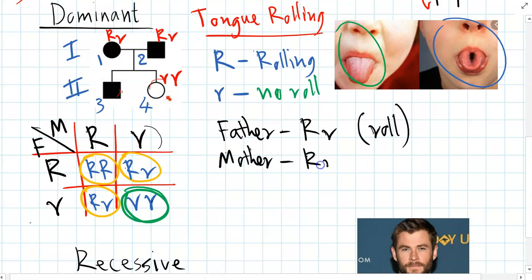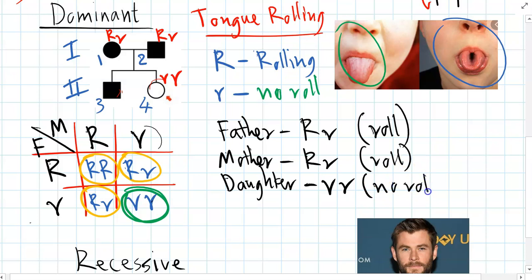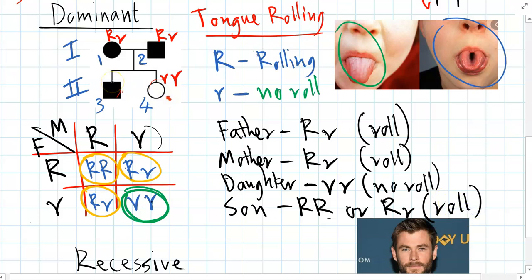So the mother must be the same. The daughter has small r, so she's homozygous. The father and the mother are heterozygous. But the son, we're not sure. So we can write he could either be homozygous dominant, 2 copies of the capital R, or he could be heterozygous dominant. But either way, he is going to be able to roll his tongue because we knew that on the family tree.